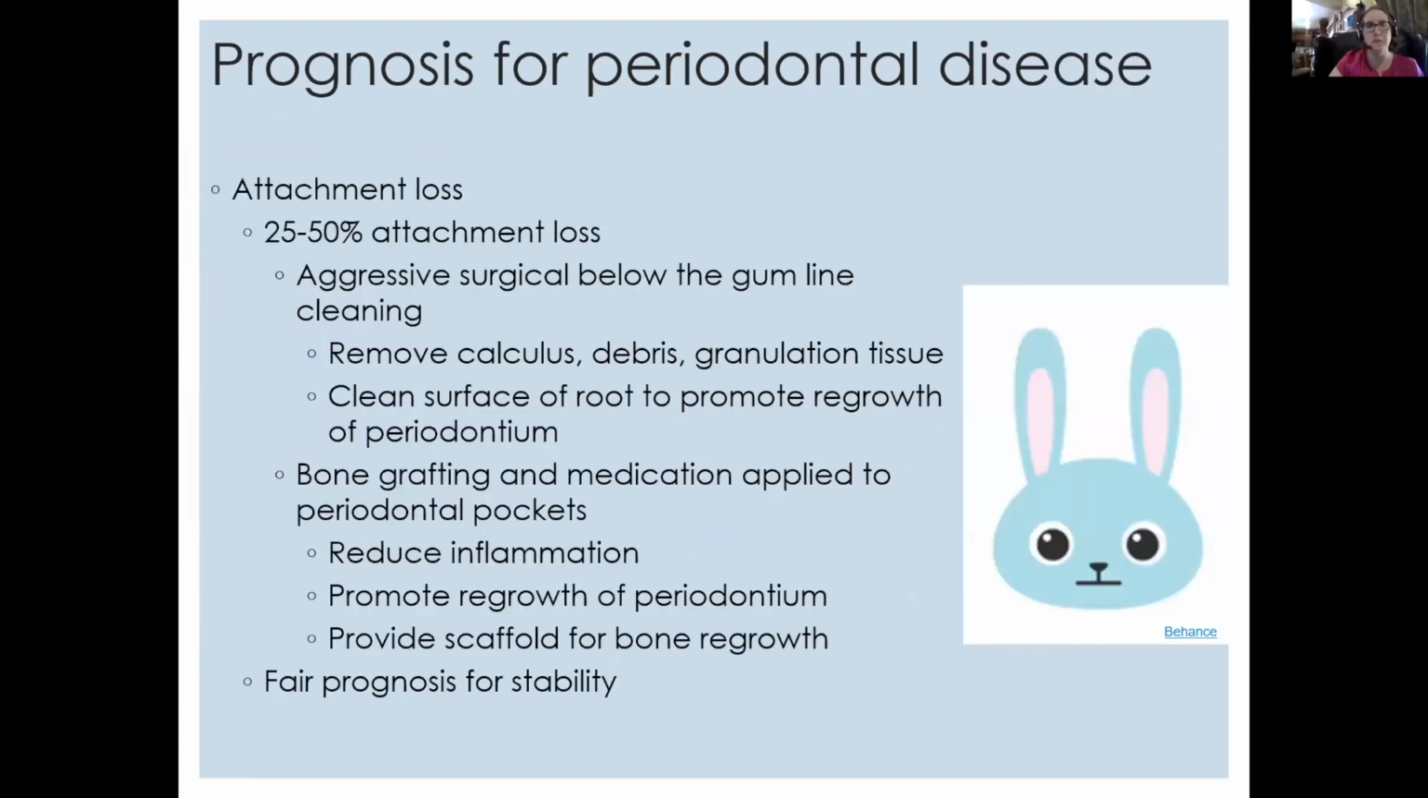We probably won't gain any attachment, but at least we can try to keep things at bay and keep things stable. If you have 25 to 50% attachment loss, you may need to get more aggressive. You may need to have some surgical intervention by creating some flaps and doing some below the gum line cleaning and removing all the granulation tissue so that you have a really nice clean root surface in hopes to regain some of that attachment. This may be an indication where you put in some bone grafts and again some other medications into the pockets to reduce inflammation and promote the regrowth of those attachment structures. For this, you have a fair prognosis for stability.